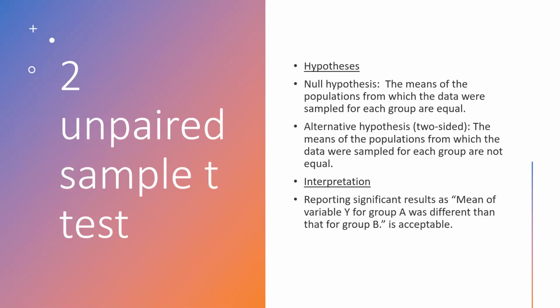So the null hypothesis is that the means of the population from which the data was sampled for each group are equal. That is, mean of group A is equal to mean of group B. That is what we are trying to look at here.